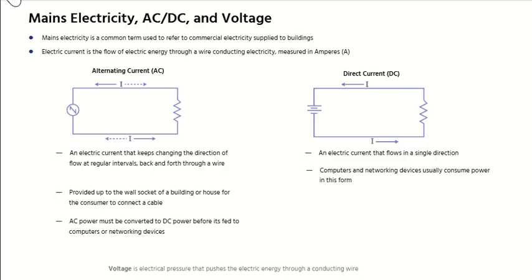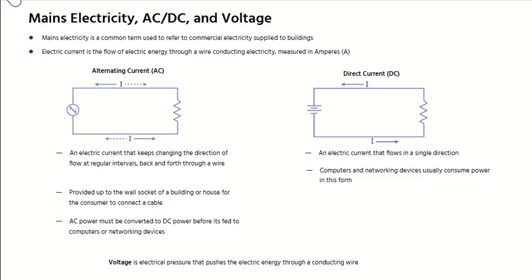Lastly, voltage can be thought of as the electrical pressure that pushes the electric energy through a conducting wire. The greater the voltage, the greater is its ability to push the electric energy of a given electric circuit. The unit for measuring voltage is volts, V.